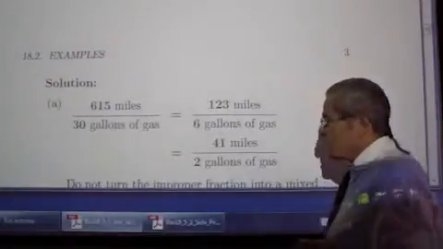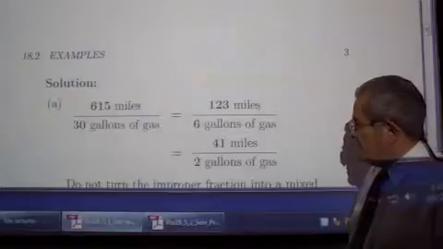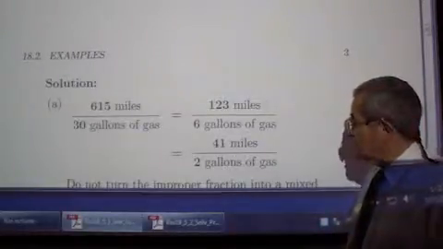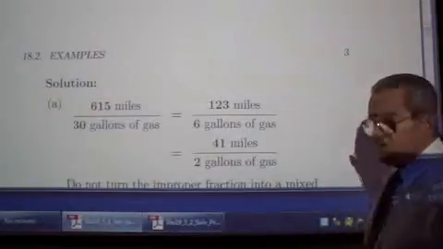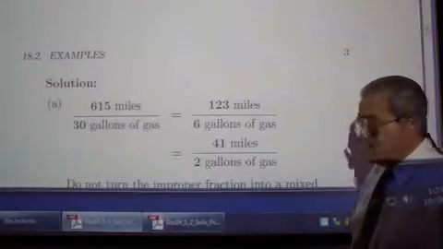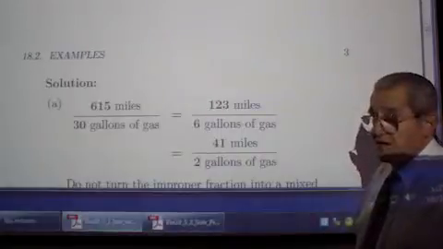gallon. That's about average for a rather poor car, poor gas mileage car. They tell you can get 30 or 40 or 50 miles per gallon. Maybe, maybe not.